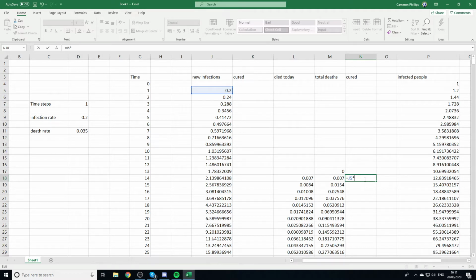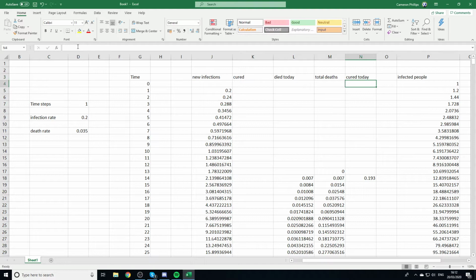Well, if 3.5% of them died, or 0.035, then 9.65 of them are going to be cured. That doesn't seem right. 0.965. So 0.2 people infected, so that was 20. 19.3 got better. 0.7 died. So we're going to have a cured today.